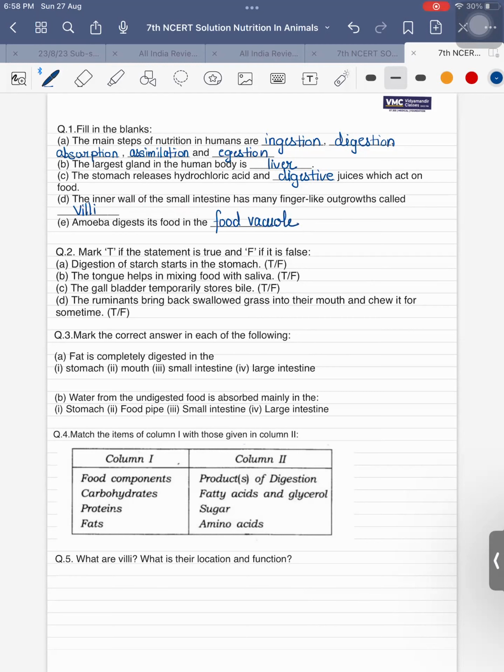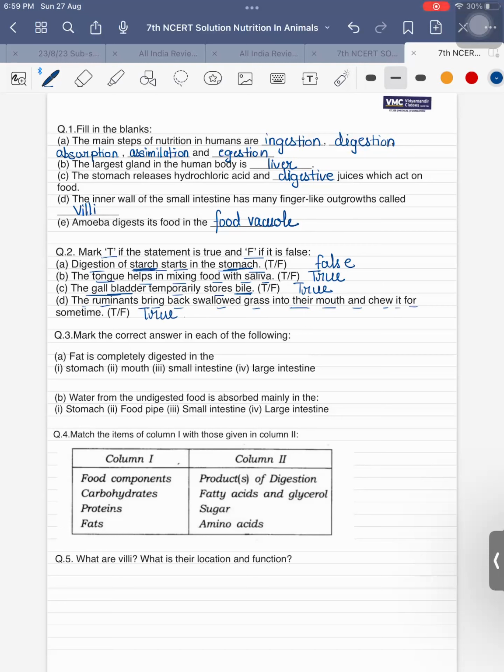Next question, mark true or false. Digestion of starch starts in stomach. So it's false. We all know that the digestion of starch starts in the buccal cavity, in the mouth. The tongue helps in mixing food with saliva. True. The gallbladder temporarily stores bile. It's true. The bile juice is secreted by the liver, which is stored in the gallbladder. The ruminants bring back swallowed grass into their mouth and chew it for some time. So it's true.